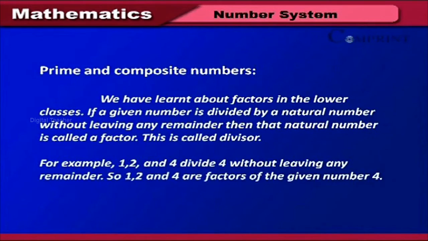Prime and composite numbers. We have learnt about factors in lower classes. If a given number is divided by a natural number without leaving any remainder, then that natural number is called a factor. This is also called divisor. For example, 1, 2 and 4 divide 4 without leaving any remainder. So 1, 2 and 4 are factors of the given number 4.